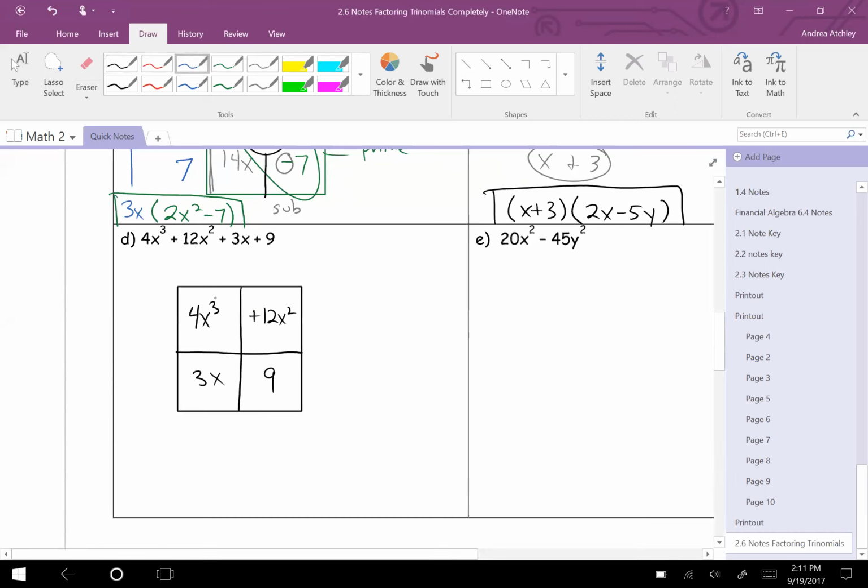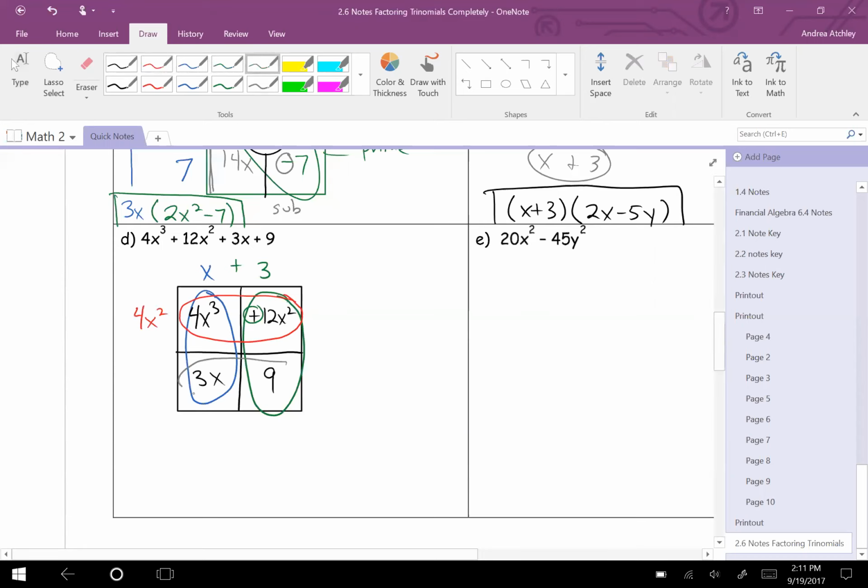So we factor out this way. They both have x's, but 4 and 3 are not divisible by anything other than 1. They can't both be divided by something. Then the 12 and the 9 can both be divided by 3, and it's positive because the 12 is positive. Then the 4x cubed and the 12x squared can both be divided by 4, and the smallest x is x squared. So you pull out the x squared there.